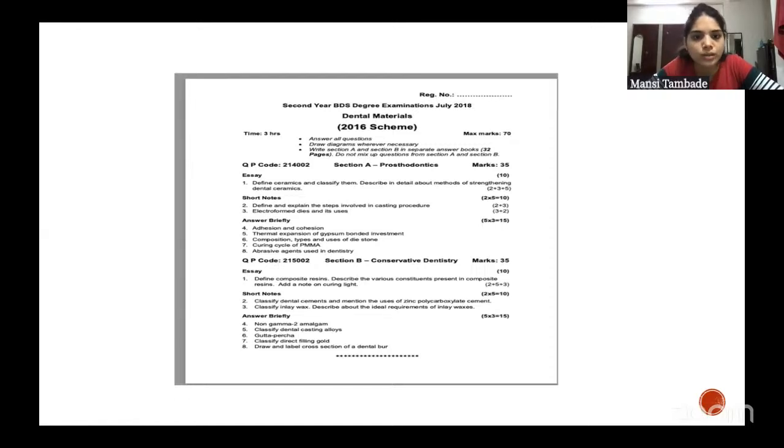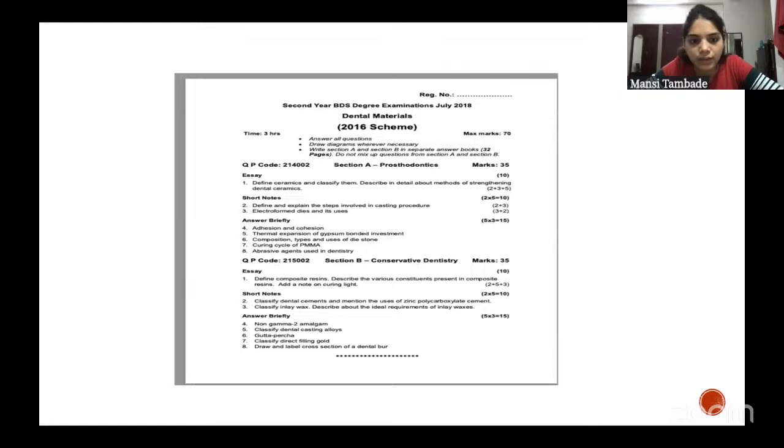Next, the short note is electroform dyes and its uses. Again, 3+2 marking is given. Different types, then again the questions are different, like adhesion and cohesion, thermal expansion of gypsum bonded investment, composition, types and uses of dental stone, curing of polymethacrylate, and abrasive agents used in dentistry.